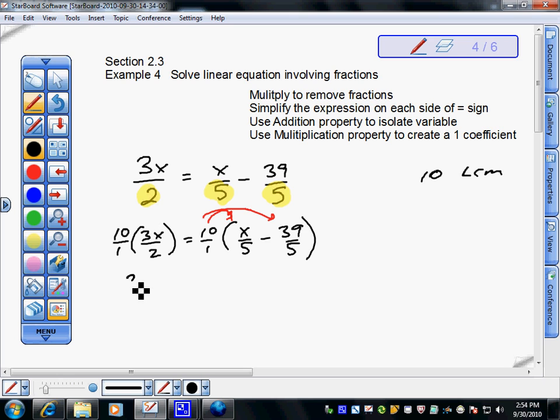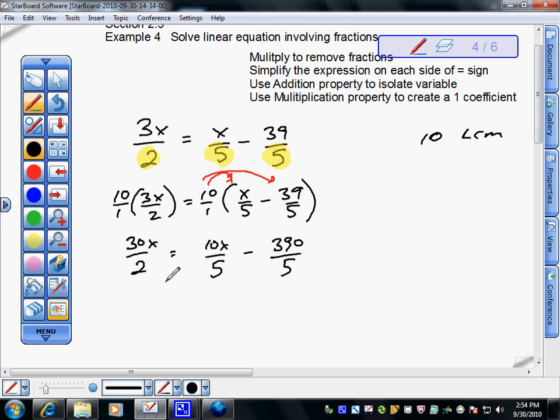In which case, I'm going to get 30x divided by 2, and I'm going to get 10x divided by 5, and I'm going to get 390 divided by 5. I could have probably saved myself just a little bit of work here if I would have said, well, I could have reduced the 2 with the 10, made it 5, but 30 divided by 2 gives us 15x, and 10x divided by 5 is going to give us 2x.